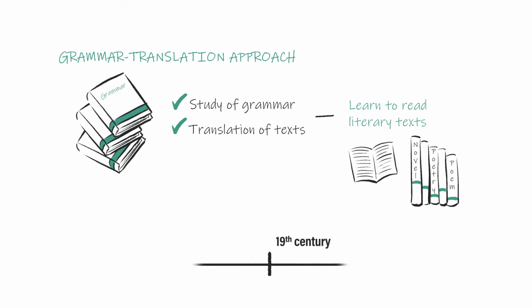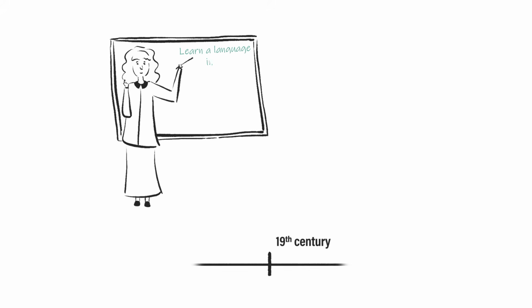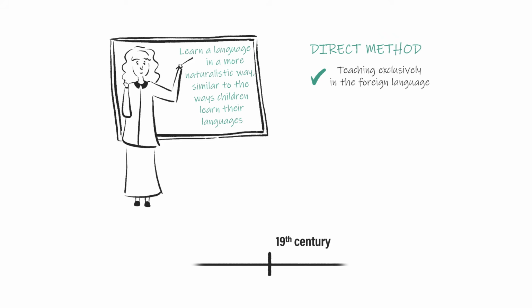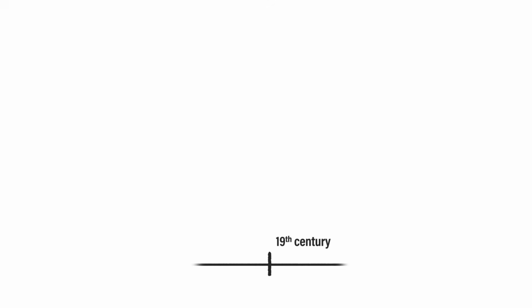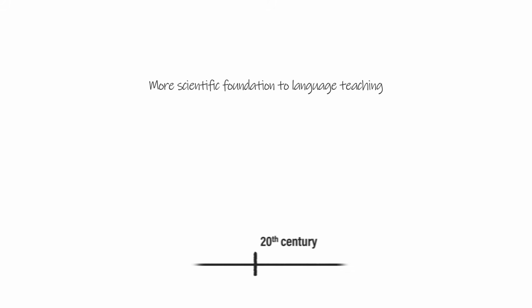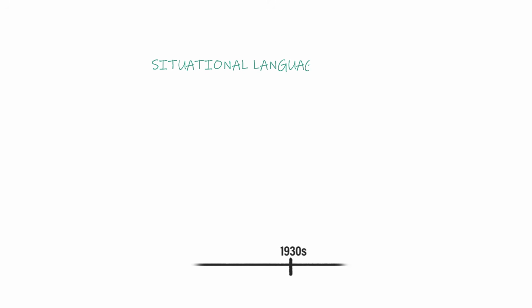This was followed by attempts to make language learning more naturalistic, more similar to the ways children learn their languages. The direct method was introduced in the late 19th century, teaching exclusively in the foreign language and focusing on speaking and listening. In an attempt to give a more scientific foundation to language teaching, other methods, such as situational language teaching, were created, although the real change emerged with the audiolingual method in the 1950s.